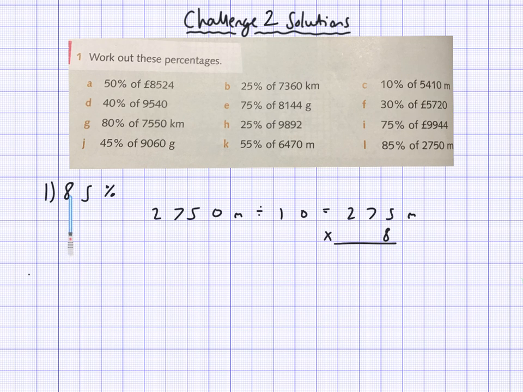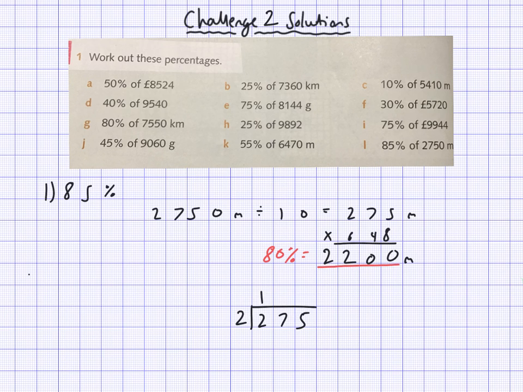I'm finding 85%, so I'm going to start off by finding the 80%. So I've divided the number by 10, which has given me 275 metres. I'm going to multiply that by 8 to find the 80%. And that gave me 2,200 metres, so 80% is 2,200 metres, and now I just need to find the 5%. So again, I'm going to take the 10% that I found and I'm going to divide it by 2. So 275 divided by 2.